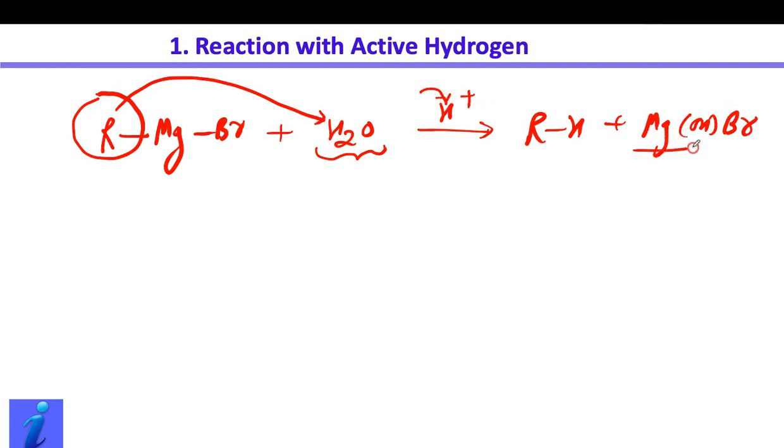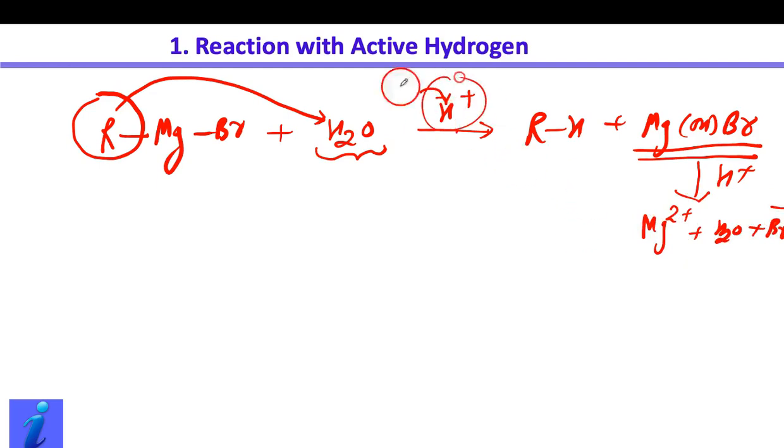Now the point is, if it consists of polar hydrogen, why have we added H+? Actually, MgOHBr is a gelatinous precipitate. To dissolve this gelatinous precipitate, this H+ is added. If you are unable to add H+, this gelatinous precipitate prevents or stops the reaction. Now this H+ reacts with the gelatinous precipitate and it will give you Mg2+, water and Br-. Because of this, H+ is added.